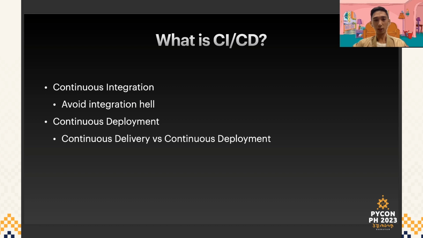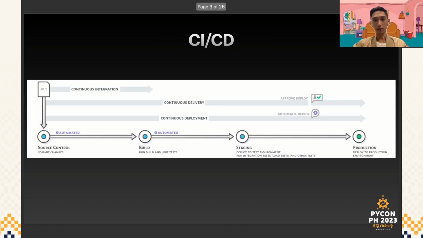It is a software development practice where building, testing, and deployments are automated using pipelines. And we also have the term continuous delivery. So we have here a diagram for CI/CD.